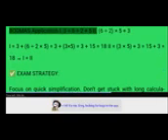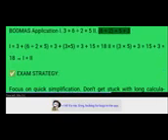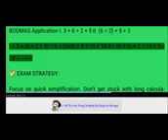BODMAS application. I is 3 plus 6 divided by 2 times 5, II is 6 divided by 2 times 5 plus 3. I equals 3 plus 6 divided by 2 times 5 equals 3 plus 3 times 5 equals 3 plus 15 equals 18. II equals 3 times 5 plus 3 equals 15 plus 3 equals 18. So I equals II.